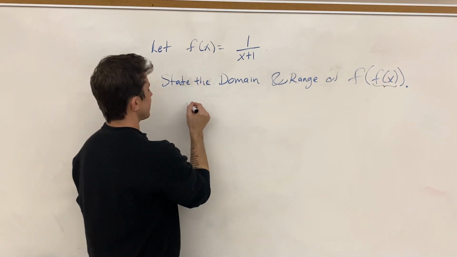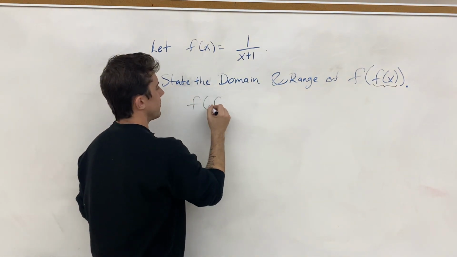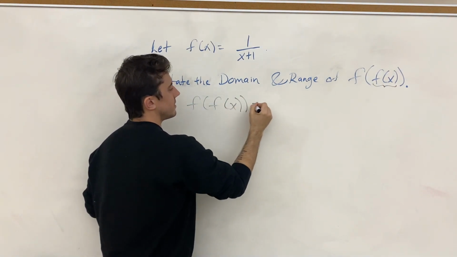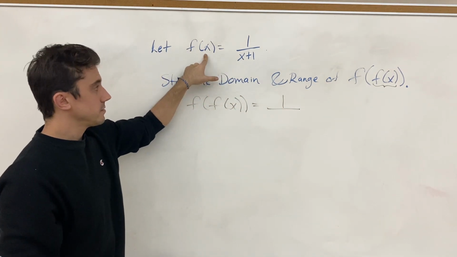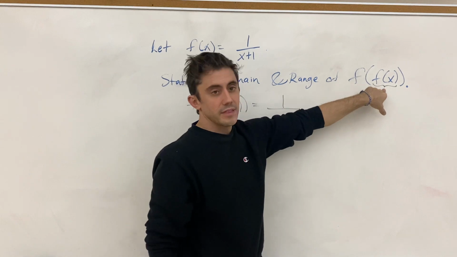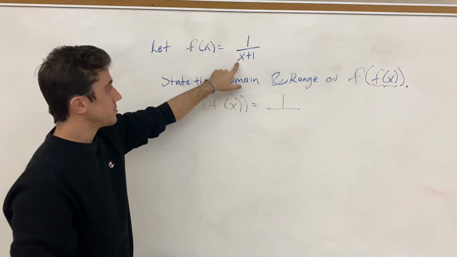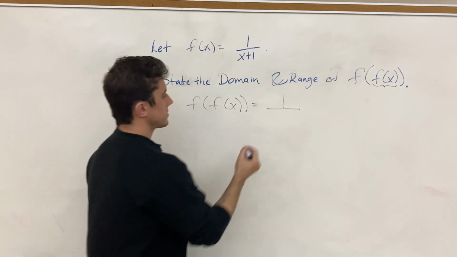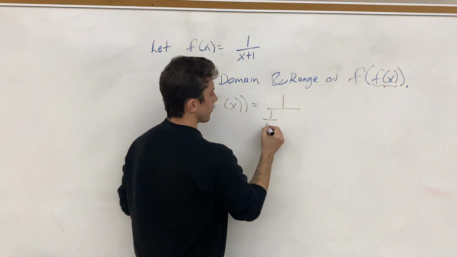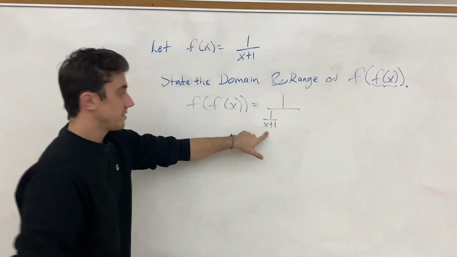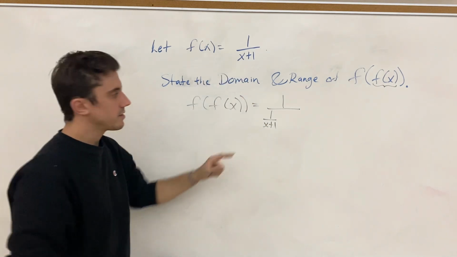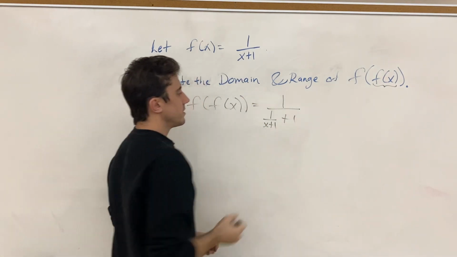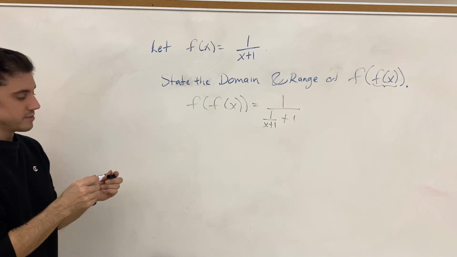So what that looks like is f of f of x is 1 over, every time we see an x, we replace it with f of x. So x becomes f of x, which means 1 over x plus 1, right? That is f of x. X becomes f of x, and the rest looks the same. And so we have 1 over 1 over x plus 1, plus 1.